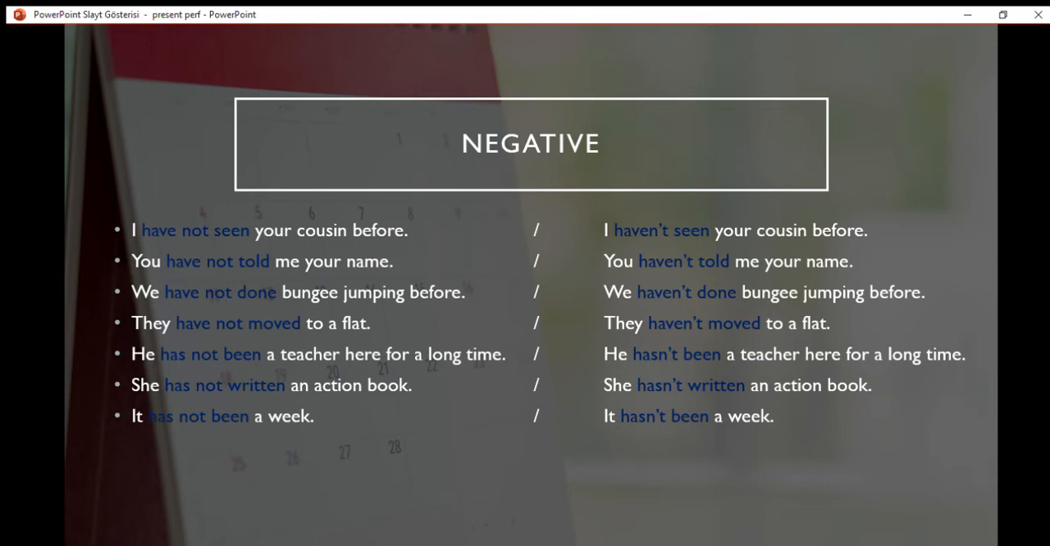They have not moved to a flat. They haven't moved to a flat. He has not been a teacher here for a long time. He hasn't been a teacher here for a long time. She has not written an action book. She hasn't written an action book. It has not been a week. It hasn't been a week.